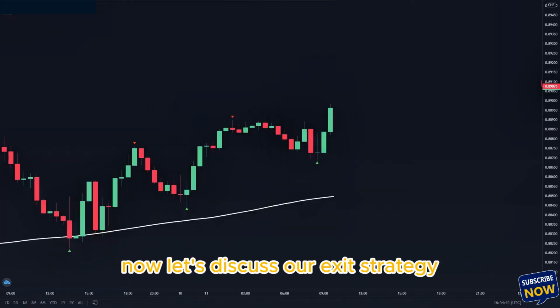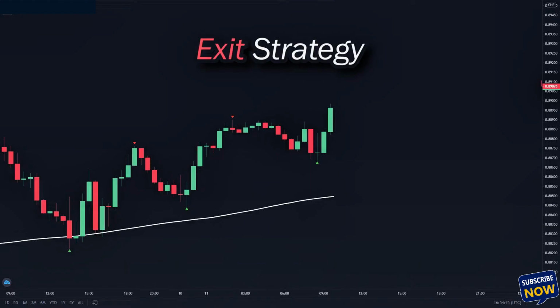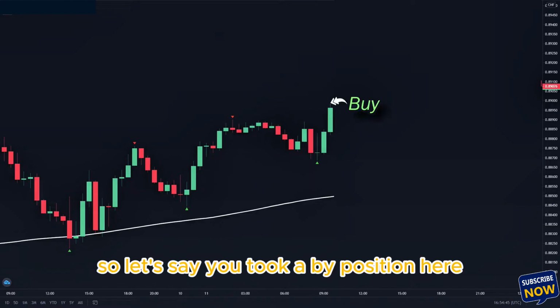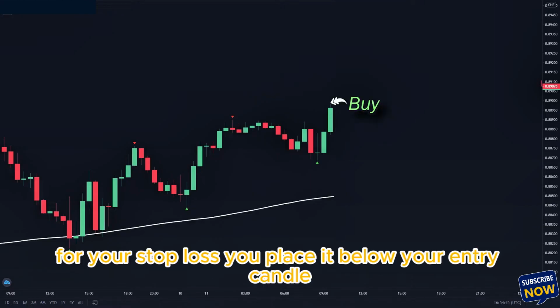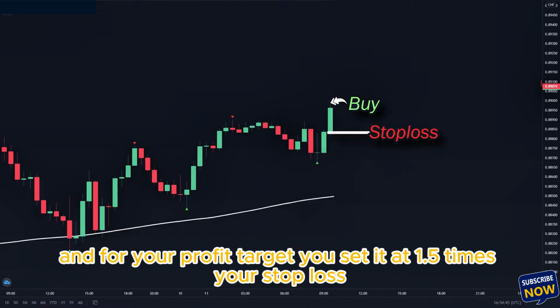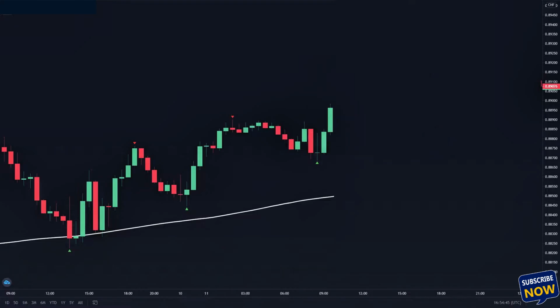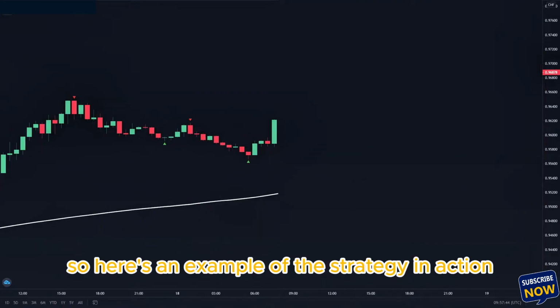Now, let's discuss our exit strategy. So, let's say you took a buy position here. For your stop loss, you place it below your entry candle, and for your profit target, you set it at 1.5 times your stop loss. So here's an example of the strategy in action.